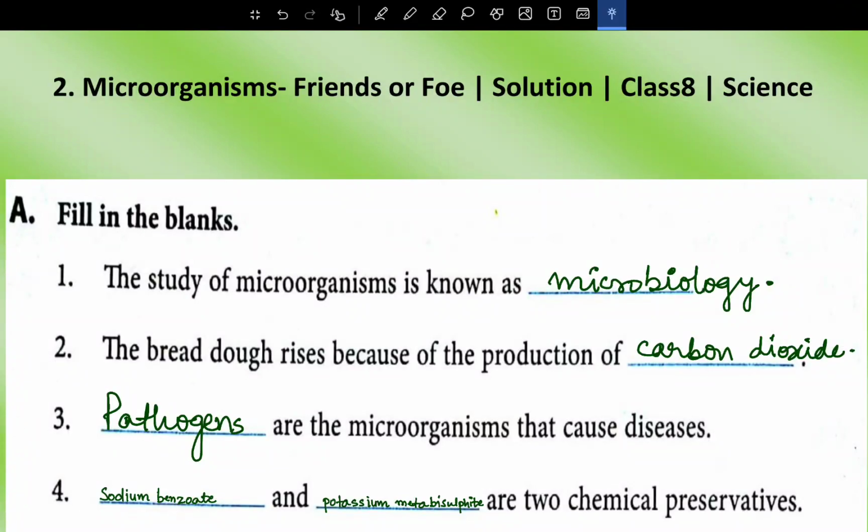Answer, Chapter 2, Microorganisms: Friends or Foe. We are here with the solution.